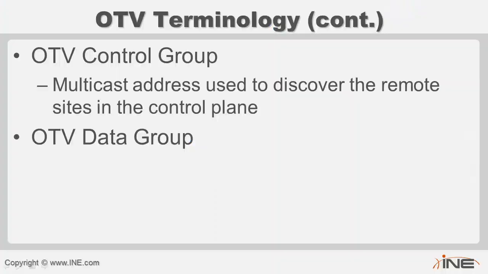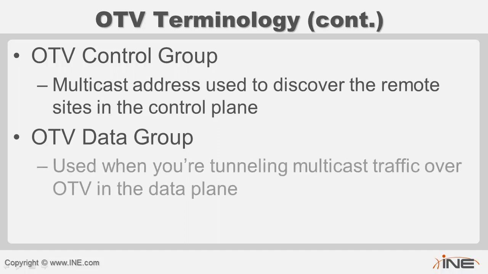We have the second group called the OTV data group. This is when we're going to be actually tunneling multicast between the sites, so multicast in the data plane. So if I have multicast video feeds that are going between my data centers, this is going to get encapsulated inside multicast so we can avoid what's known as head-end replication, or basically taking a multicast packet and having to make multiple unicast copies of it in order to forward it over the DCI.